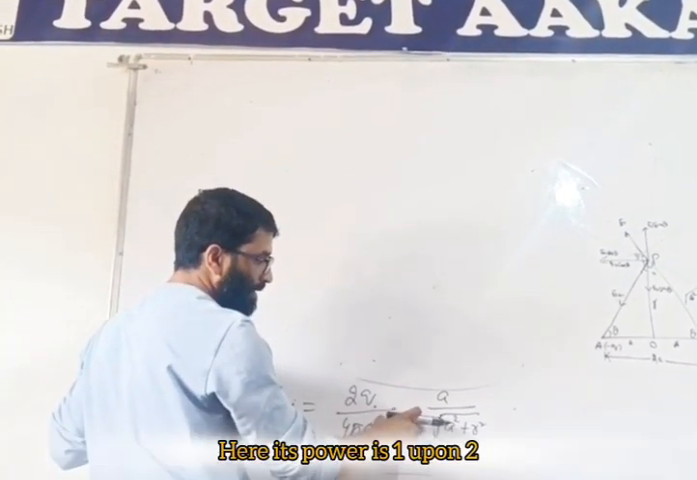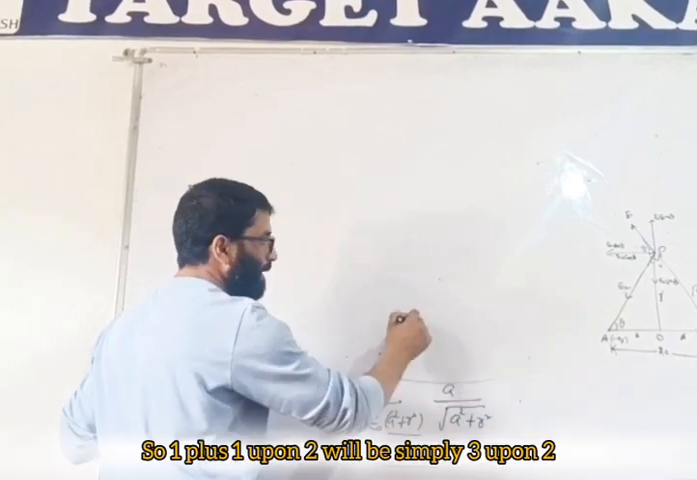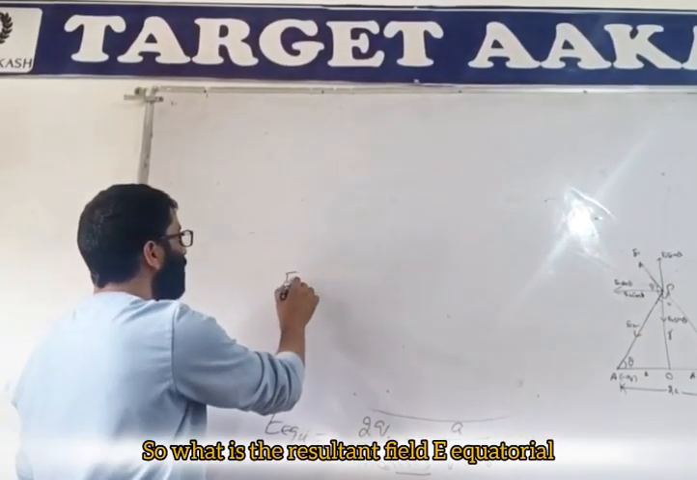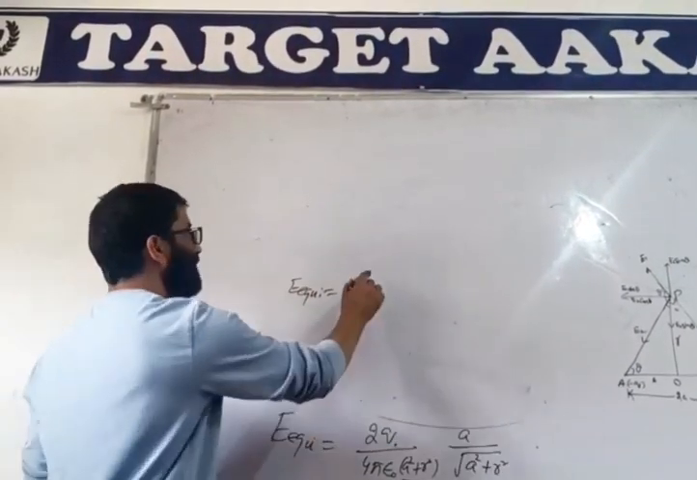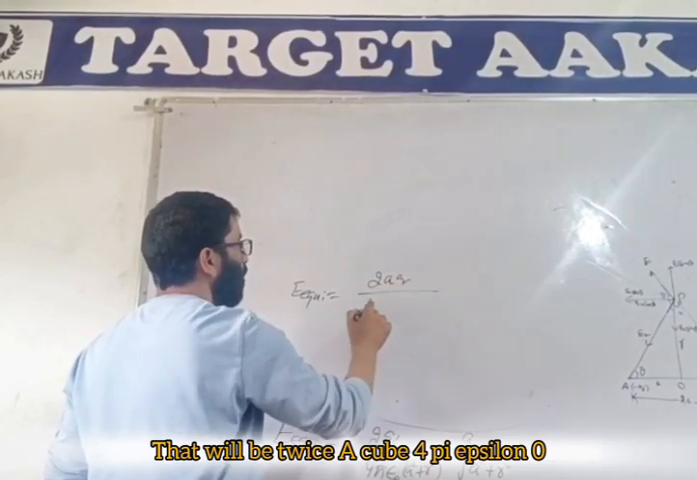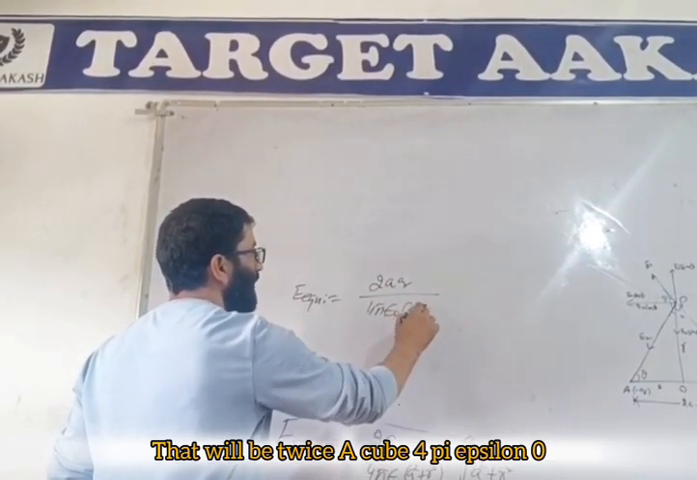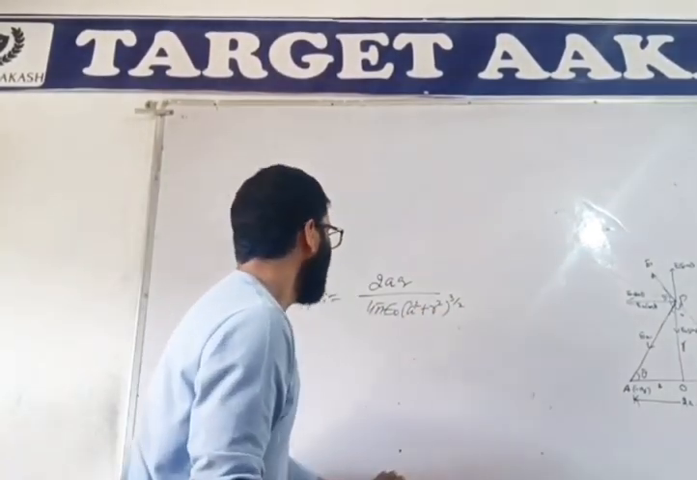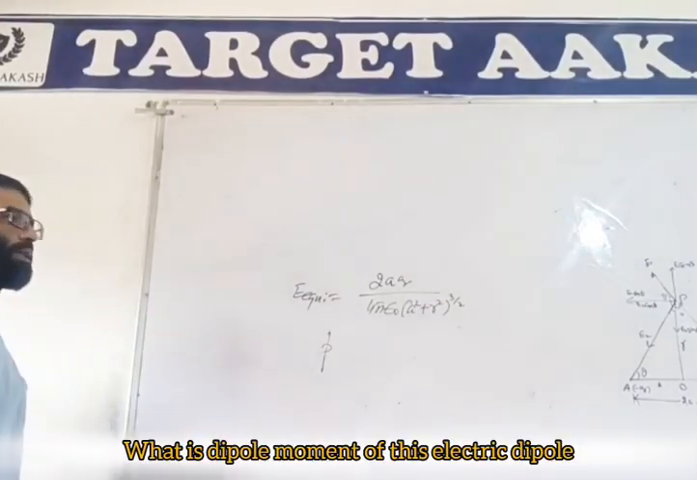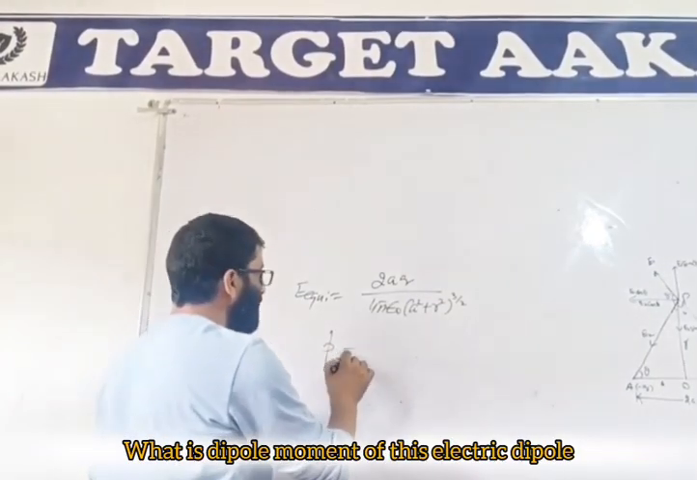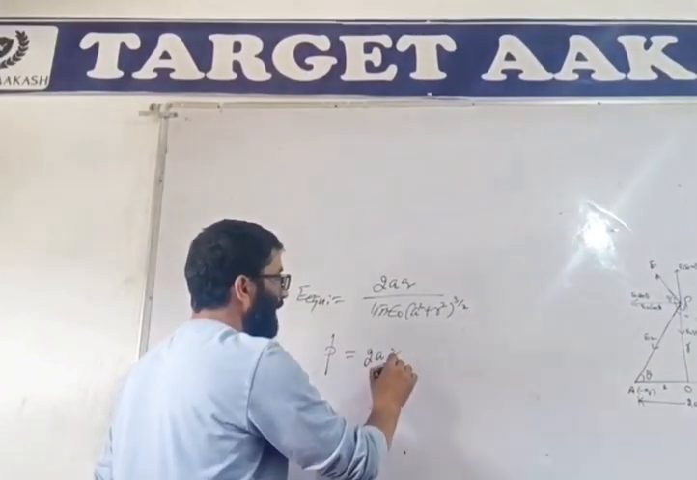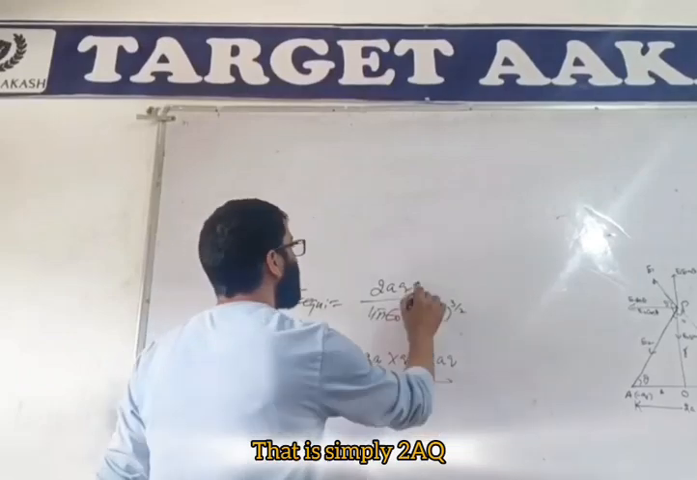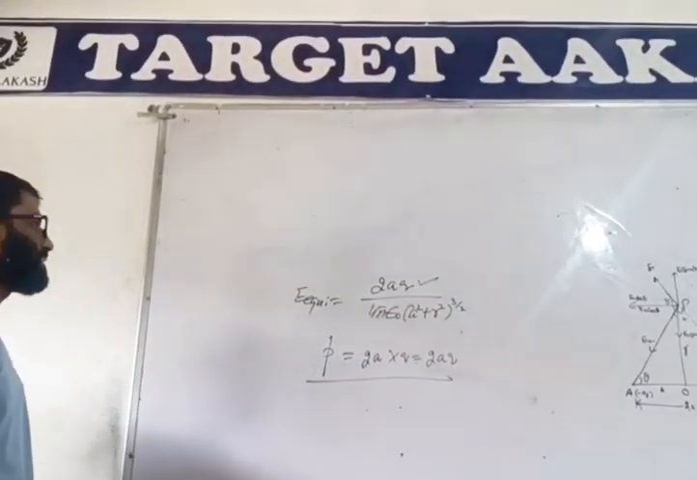Here its power is 1, and here its power is 1 upon 2. So 1 plus 1 upon 2 will be simply 3 upon 2. So what is the resultant field? E equatorial will be twice a Q upon 4 pi epsilon naught a square plus r square to the power 3 by 2. Right? See here, what is the dipole moment of this electric dipole? That is the size of the dipole into the magnitude of either charge, that is simply 2aQ.